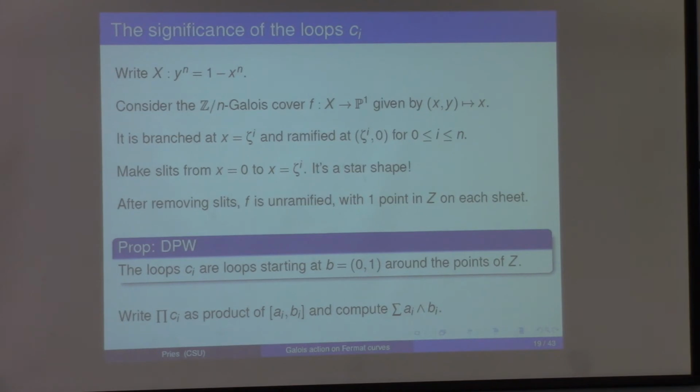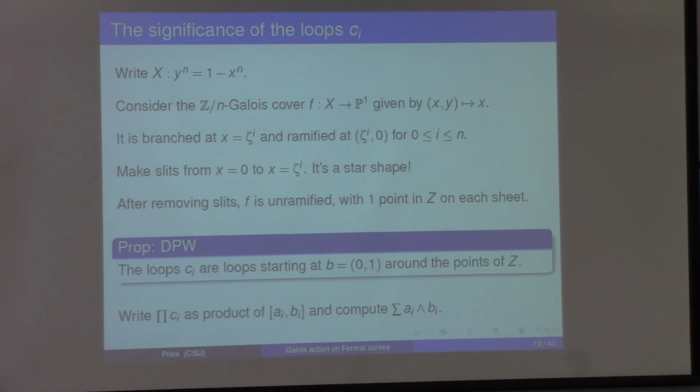So where did those loops Ci come from? Well, this Fermat curve, we can think of it as a cyclic cover of the projective line with equation y^n = 1 - x^n. So by just forgetting the value of y, this gives a Z/n Galois cover of the projective line. And where is it branched? Well, it's branched where y equals 0. So that's where x is an nth root of unity.